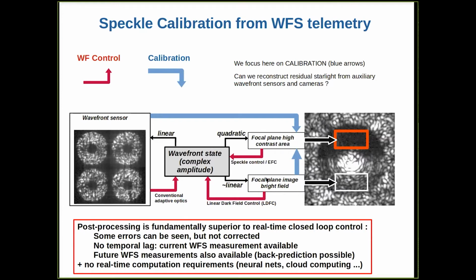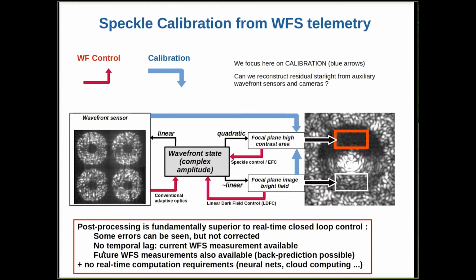Some of you might wonder, why do that at all? We have this wavefront sensor data, we should just use it optimally to do a control and then we'll be done. There are really fundamental reasons why we want to do post-processing, and it allows us to do things that we cannot do in closed loop control. First, some of the wavefront errors may be seen by the wavefront sensor, but cannot be corrected. Amplitude errors due to scintillation are an example.